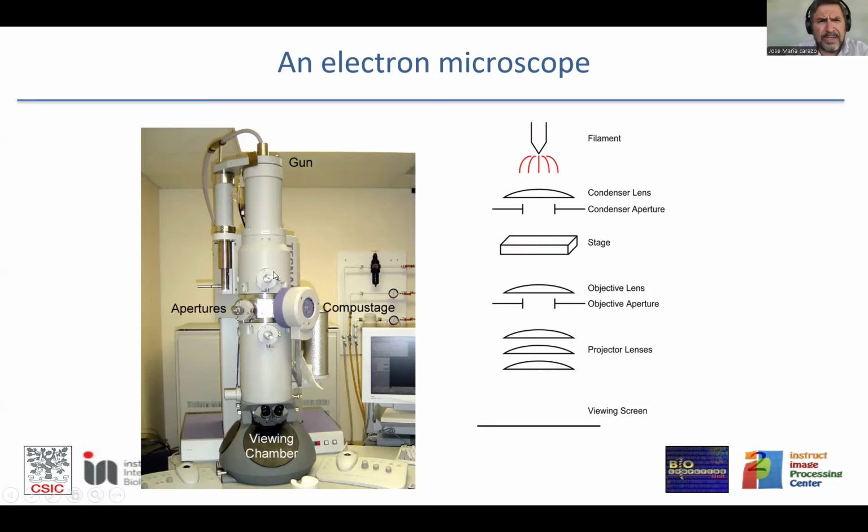The big difference is that we are using electrons, so electrons have a very small wavelength, something like 1,000 times less than an atom. So certainly we are not limited by the wavelength of the radiation we are using, as it can be the case in a number of optical techniques. Then electrons get scattered with almost anything, so really all this column is in vacuum. And then the specimen is here.